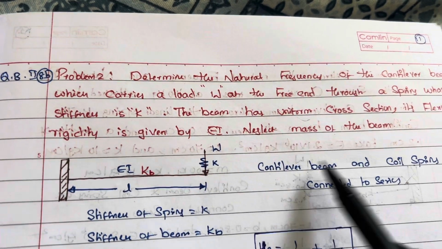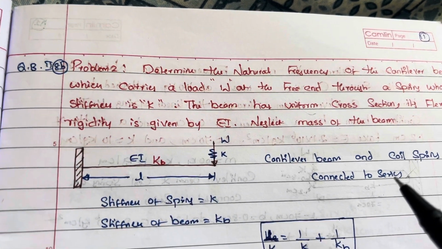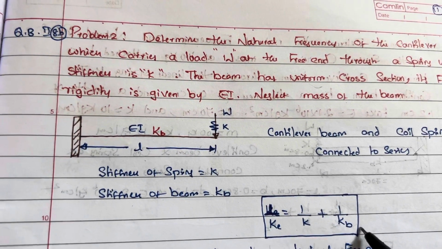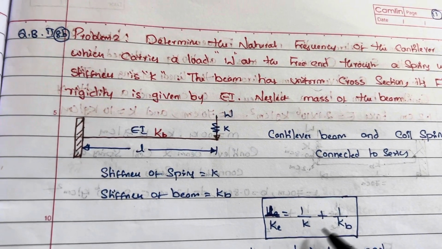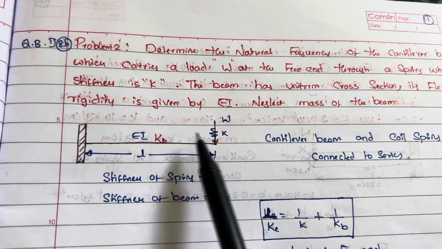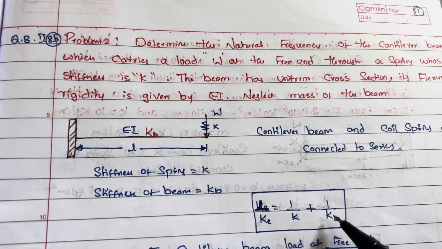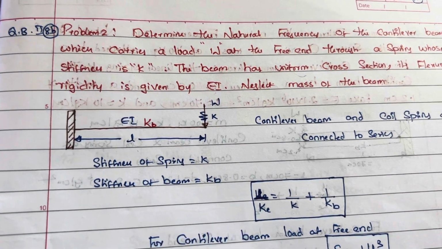So the cantilever beam and coil spring are both connected in series. So we can use the formula 1 by Ke is equal to 1 by K plus 1 by Kb. Here Ke means the total stiffness of the complete beam plus spring. K is the stiffness of the spring and Kb is the stiffness of the beam.